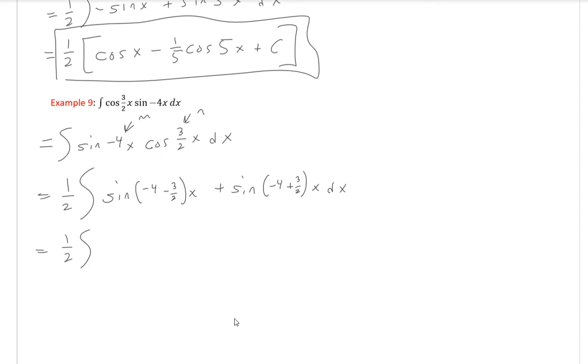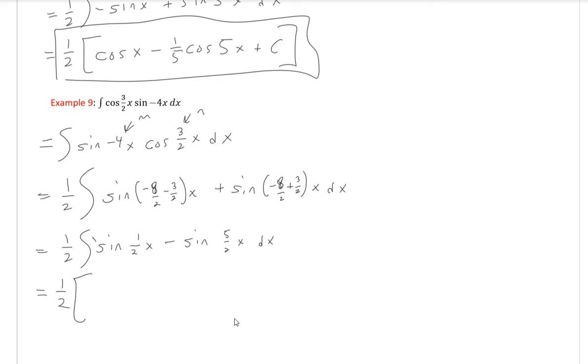That gives me 1/2 of negative 4 minus 3/2, or negative 4 is also negative 8/2. I want to think about fractions. So that will give me negative 11/2 of x plus sine of negative 8/2 plus 3/2 will give me negative 5/2 x dx. Since, again, sine is odd, what we can actually do is pull that negative out. So I could say minus sine and minus sine. And then finish off with the integral.